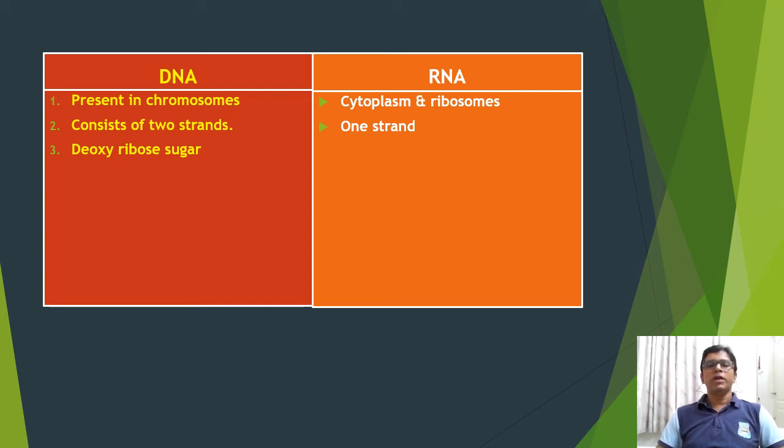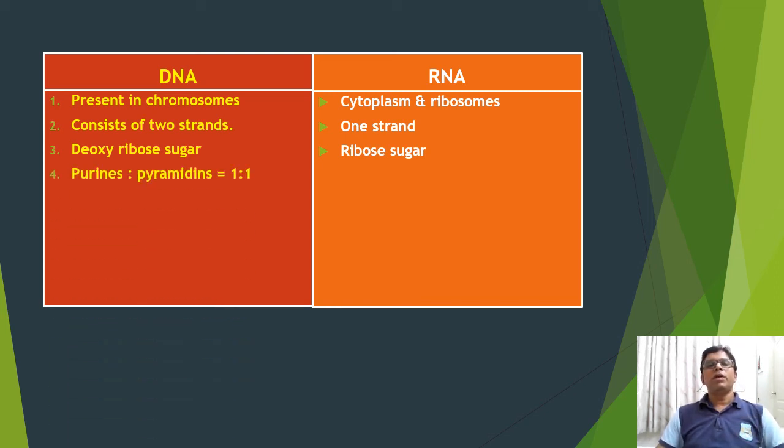Deoxyribose sugar is present in DNA, whereas in RNA, ribose sugar is present. Ribose sugar consists of an OH group on the second carbon, whereas in the same place in deoxyribose sugar only hydrogen, H, is present. So that is the only difference between ribose and deoxyribose sugars.